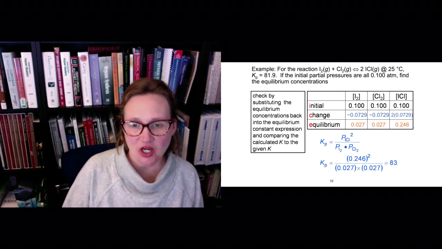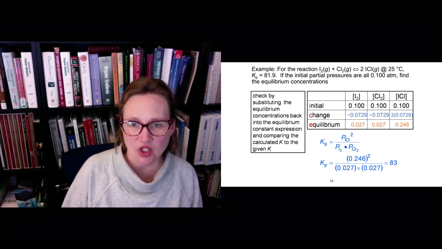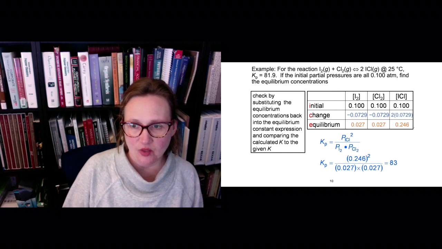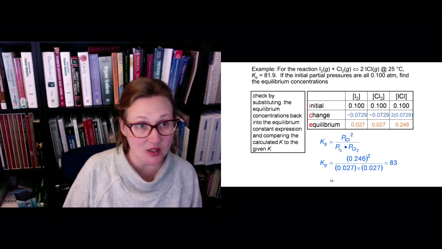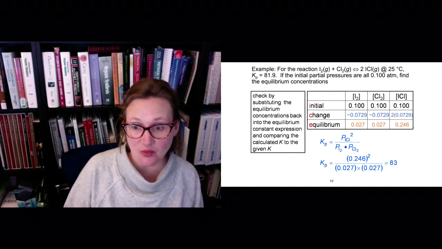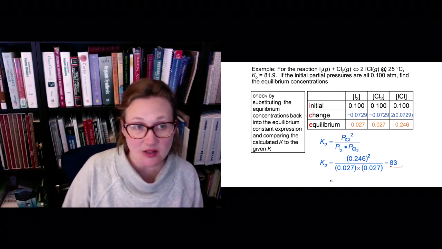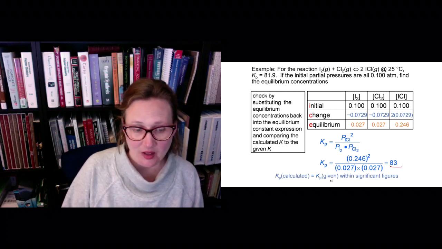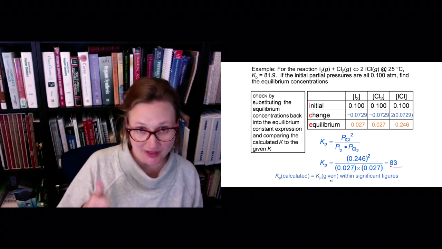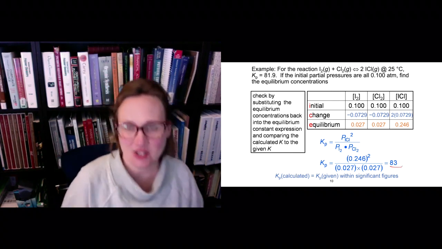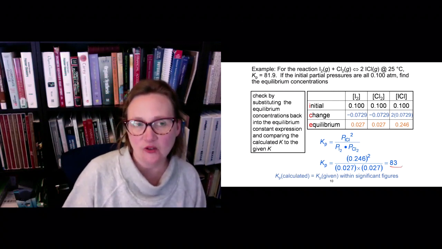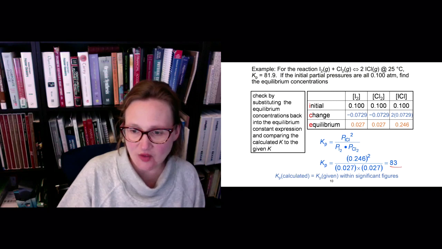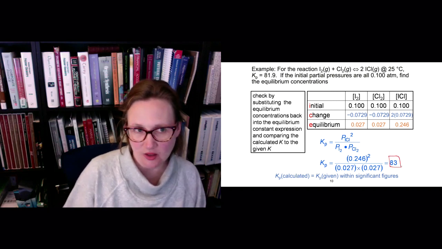All right, and so now we want to check ourselves to make sure that we have the correct concentrations, and the easiest way to do that is just put it back into the Kp expression and see if you get something that looks like your original Kp. All right, so the Kp calculated is equal to Kp given within those significant figures. So we are good, all right? We have calculated the correct concentrations, and that error really comes from our rounding. So we don't have to worry, we just have to make sure that it's really close.